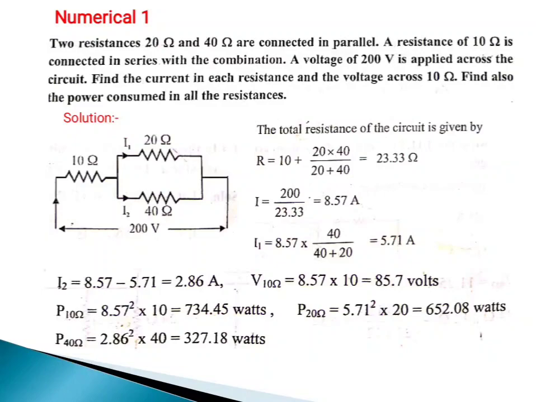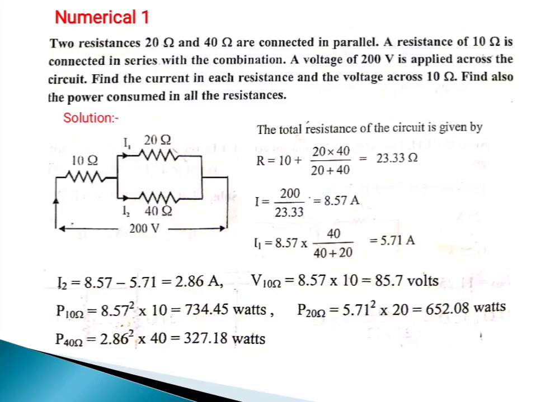Two resistors 20 ohm and 40 ohm are connected in parallel. A resistance of 10 ohm is connected in series with this particular combination. A voltage of 200 volt is applied across the circuit. Find the current in each resistance and the voltage across 10 ohm, and also find the power consumed in all the resistances.